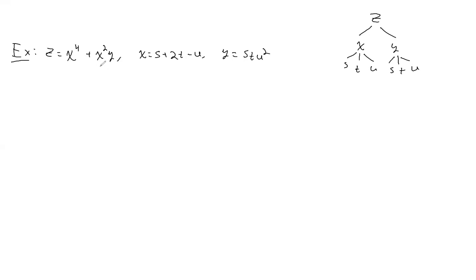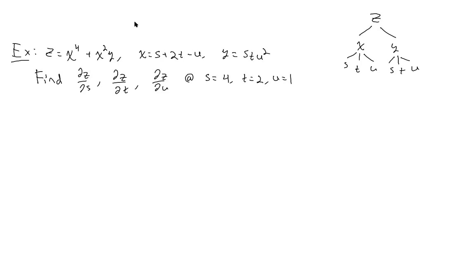So in this case, we're given some other information. We want to find ∂z/∂s, ∂z/∂t, and ∂z/∂u at the point where s is equal to 4, t is equal to 2, and u is equal to 1.